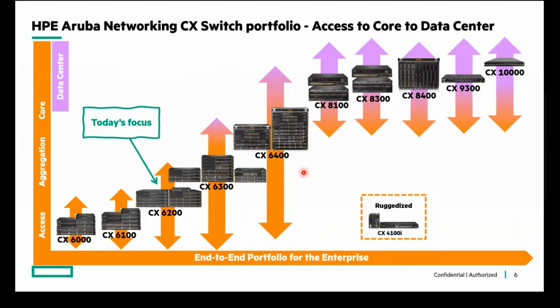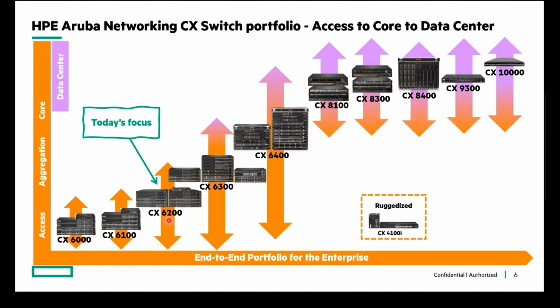Here you'll see a quick look at our CX switching portfolio with access switches on the bottom corner, aggregation and core toward the center, and data center top of rack along with spine and leaf switches at the top end. The entire end-to-end portfolio uses a single operating system, so everything works well together and the operating experience is consistent across the line. Our focus today is the CX 6200 switch series, highlighted on the page.